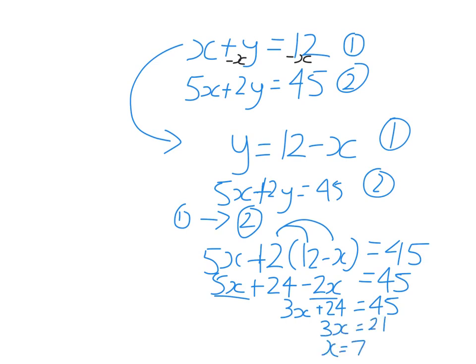X equals 7. So now I have to find the y value. So I'm going to substitute that into the first equation. So if I sub into the first equation here, doesn't really matter where I substitute it in, it's just easier if I do it here, then the y value is 12 minus x, which is 5. So that means that the final solution is x is 7, y is 5.